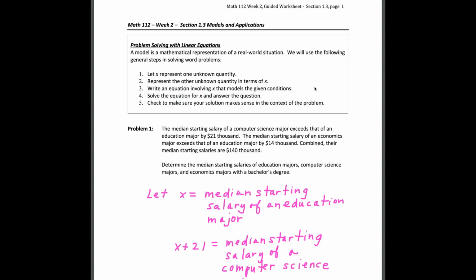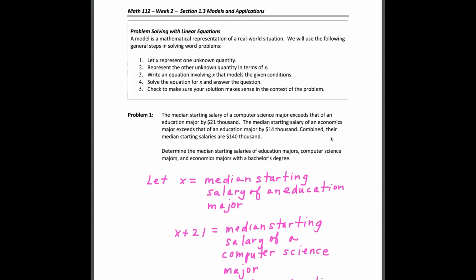In a problem, we'll have some unknown quantities. So we can let x, or even some other variable we'll see later, represent one unknown quantity. And then with the rest of the information in the problem, we're going to represent the other unknown quantity in terms of x. So it'll be some expression involving x. Then we'll write an equation involving the variable x that models the information that's given. We'll solve it for x, answer the question, maybe write a sentence or two, and then check to make sure your solution makes sense in the context of the problem. Maybe that your numbers aren't too big or too small, that idea.